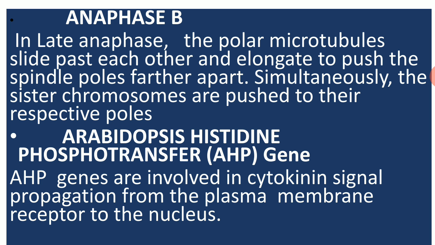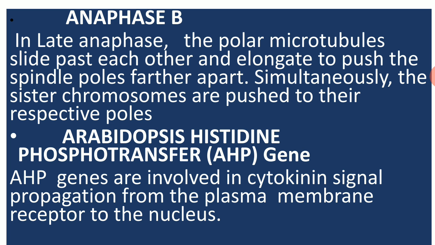Anaphase B. In the late anaphase, the polar microtubules slide past each other and elongate to push the spindle poles farther apart. Simultaneously, the sister chromosomes are pushed to their respective poles. So in anaphase B, there is a movement of chromatids as well as the poles.